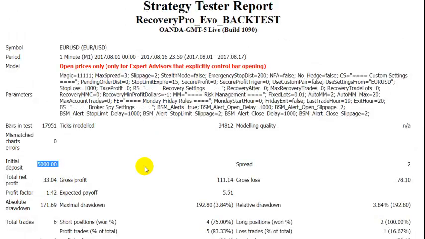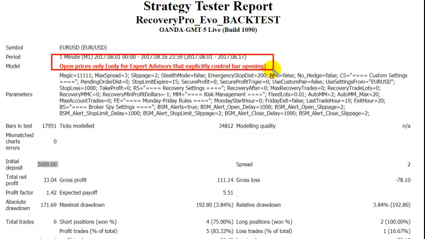Again, I'm using the faster way of doing a back test, which is the 1 minute, opening prices only. You may want to sit with this on the 15-minute chart and just let your MetaTrader run.